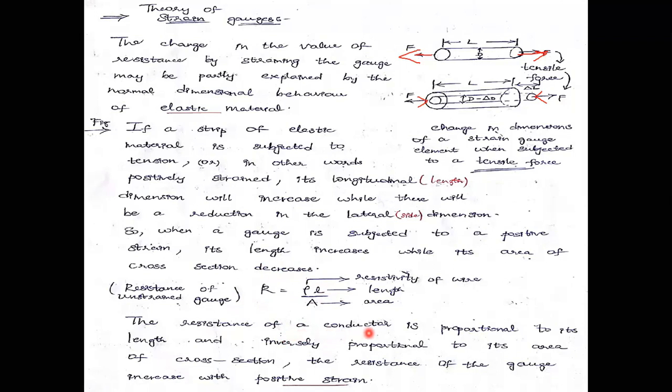The resistance of a conductor is proportional to its length and inversely proportional to its area of cross section. The resistance of the gauge increases with positive strain. The area is going to decrease while we are elongating this wire. This area decreases, then this resistance is going to increase. Therefore, we can call this positive strain here.